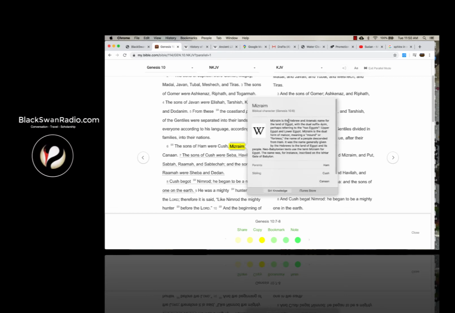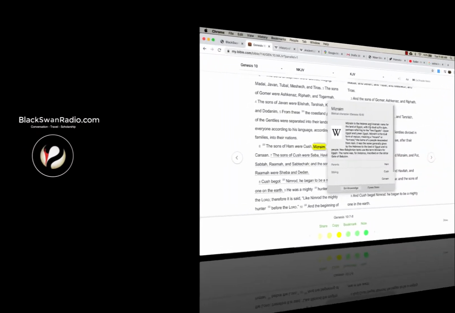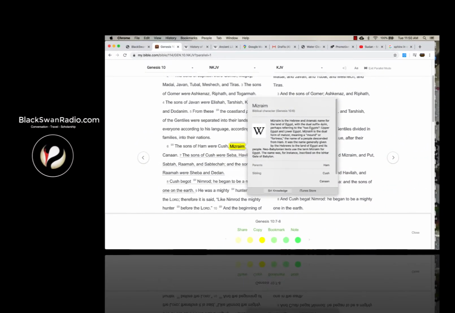Mizraim, if you look that up, is the Hebrew and Aramaic name for the land of Egypt, with the dual suffix, perhaps referring to the two Egypts, Upper Egypt and Lower Egypt. That's establishing that there were two Egypts, Upper and Lower, based off the Nile, because the Nile flows north. Upper is really south and lower is north in our mindsets, but it's reversed in their mindset. So southern Nubia is actually the tip of the Nile, and upper Nubia is in the middle of the Nile.